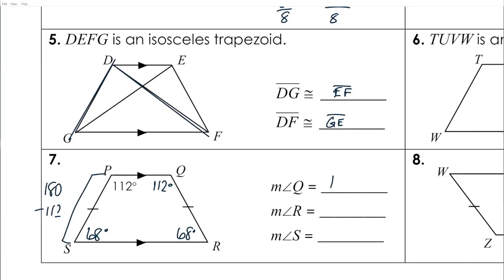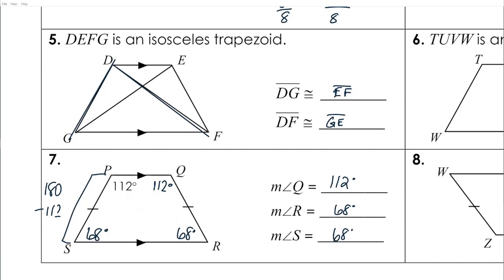So 112, let me see if I can write that in there real quick. You know, writing is a struggle sometimes. And then both of the other ones are 68 degrees. Our top base angles, because these are still a base, are congruent. Our bottom base angles are congruent. Consecutive angles are supplementary. And now, because it's isosceles, our opposite angles are also supplementary.